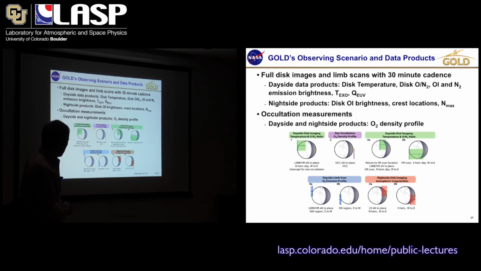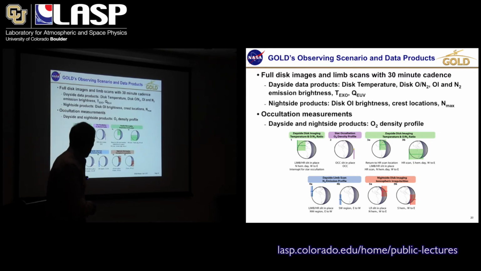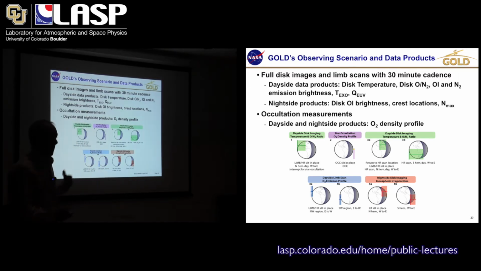Of course, we're looking at the dayside. We'll occasionally do stellar occultations, look at a star, on dayside or night side, we can do that. And we also do some limb scans of the N2 emission. That gives us some information about the exospheric temperature, TXO. And on the night side, of course, we look at the low latitude equatorial anomalies.